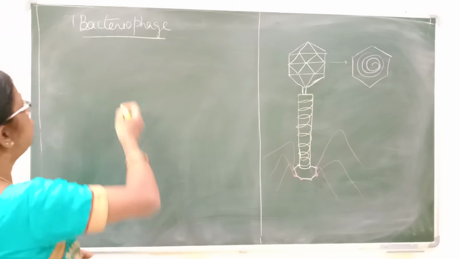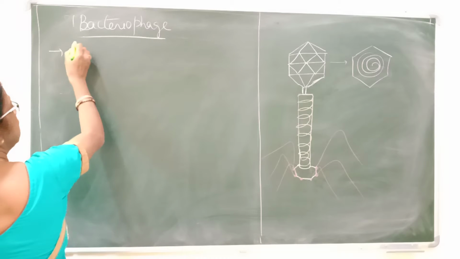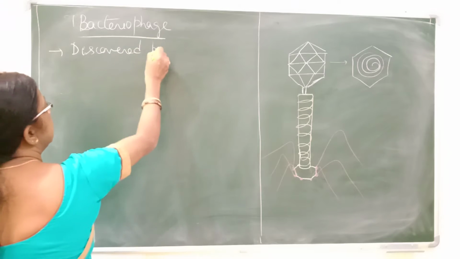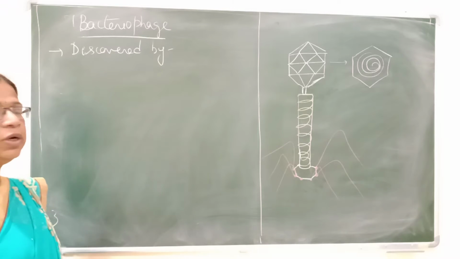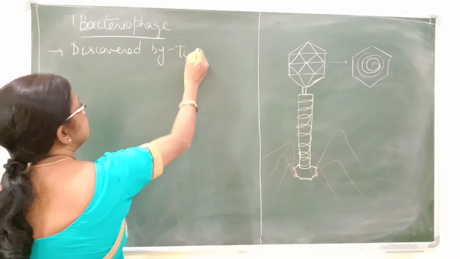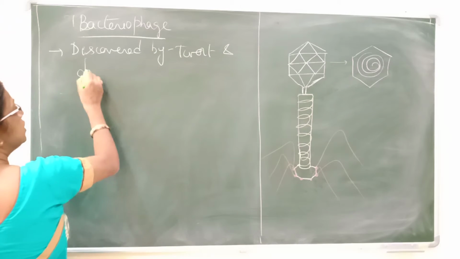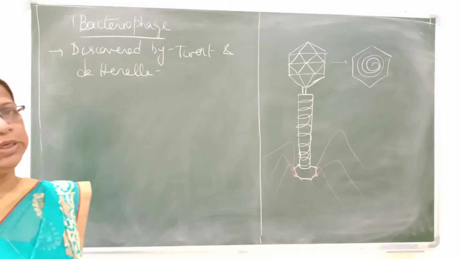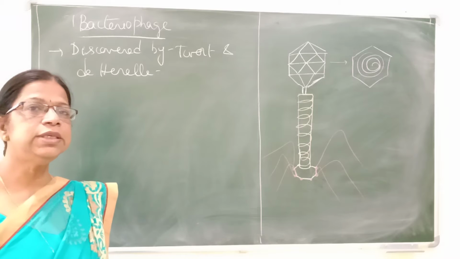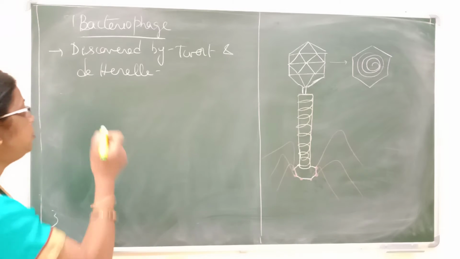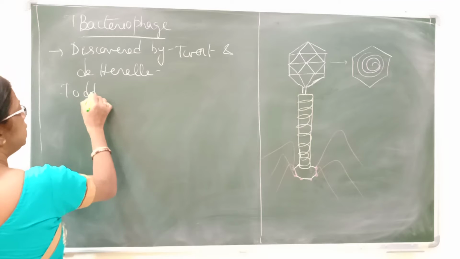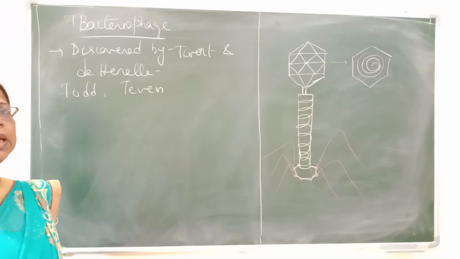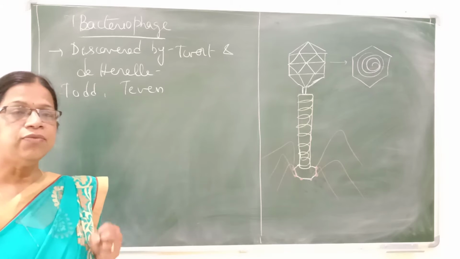Bacteriophages were first discovered by Twort and d'Herelle, and these bacteriophages can be of two different types. They can be T-odd phages and T-even phages.